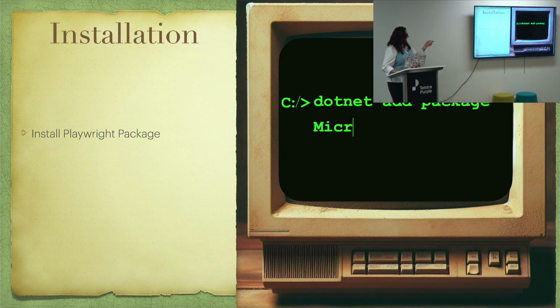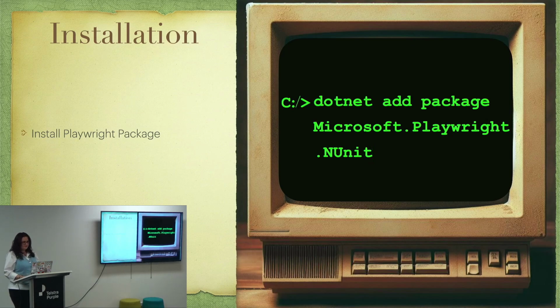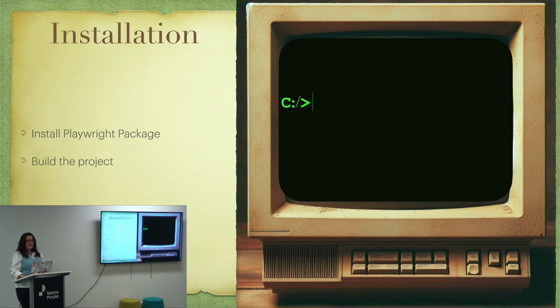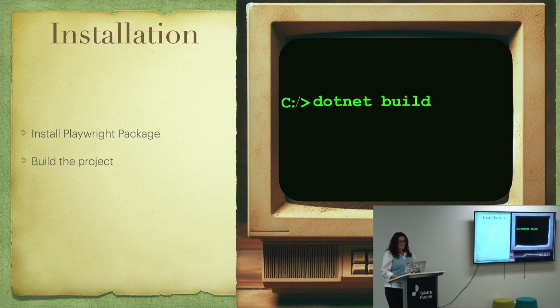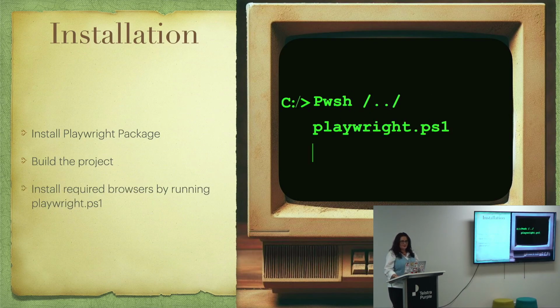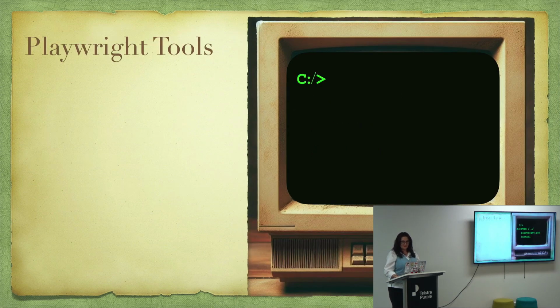To implement Playwright after adding a test project, we need to add the Playwright package to our project by running this CLI command. We then need to build the project. That needs to unpack Playwright for us and create a Playwright PowerShell script for us, which is a key file for Playwright. The final step of the installation is then to install that Playwright script file, which will install all the necessary browsers it needs to actually perform all the tests.